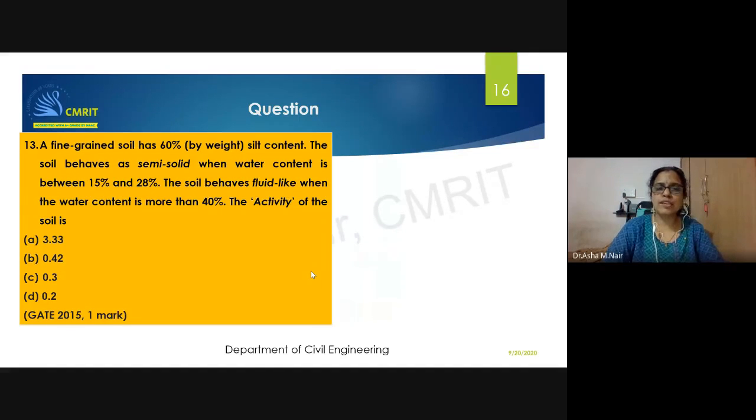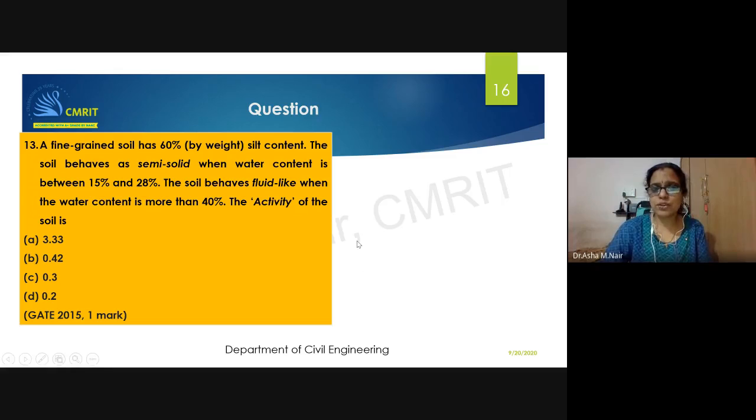If you look into that consistency, you know that it is going to be from solid state to semi-solid state, and from there to plastic state and then to liquid state. So it is going to behave as a semi-solid when the water content is between 15 to 28. And also it is going to be fluid-like when the water content is more than 40%. So anything that is more than the liquid limit is something that we call fluid. And anything that is between the plastic limit, in the plastic limit only, the soil will be behaving like a semi-solid.